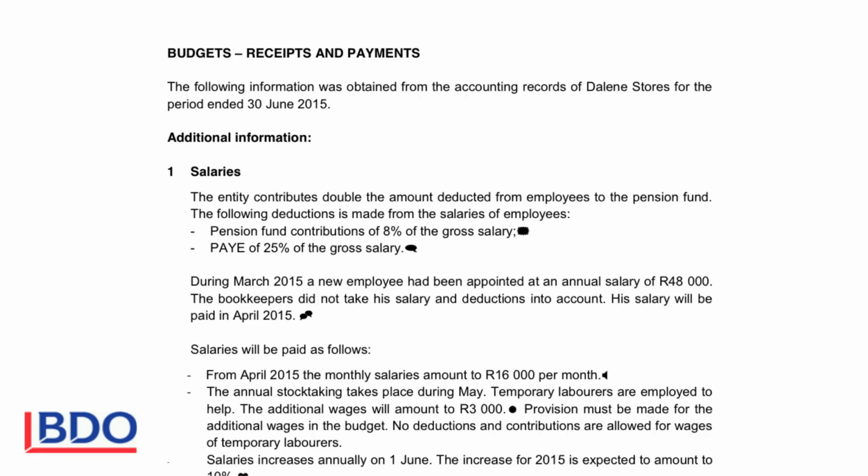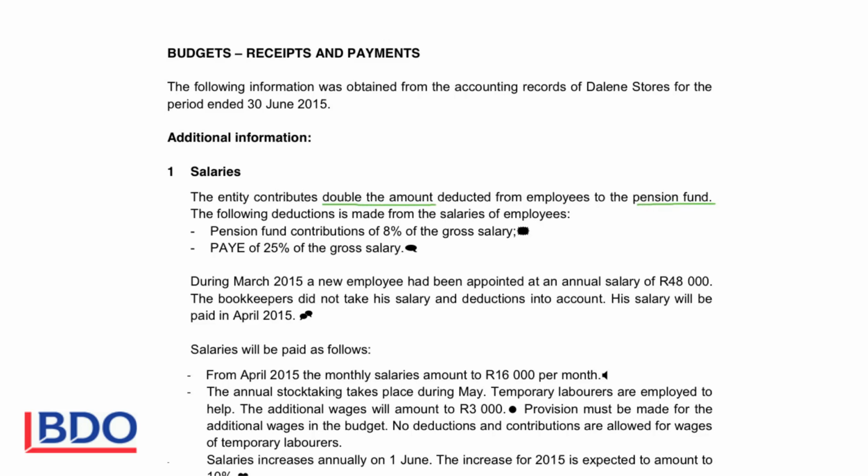The first additional information that they give us is about the salaries. The entity contributes double the amount deducted from the employees to the pension fund. It is very important to determine what the employer's contribution will be so that you can calculate the correct figure.